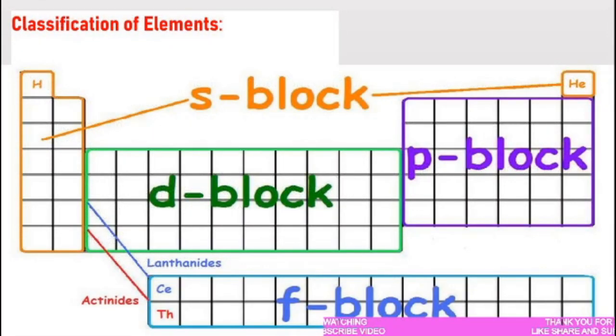Here we can see the classification of elements. The elements are divided into 4 blocks: S block, D block, P block and F block. In the S block there are 2 groups, in the D block there are 10 groups, in the P block there are 6 groups, and in the F block there are 2 rows or 14 columns, but these are part of the D block elements.